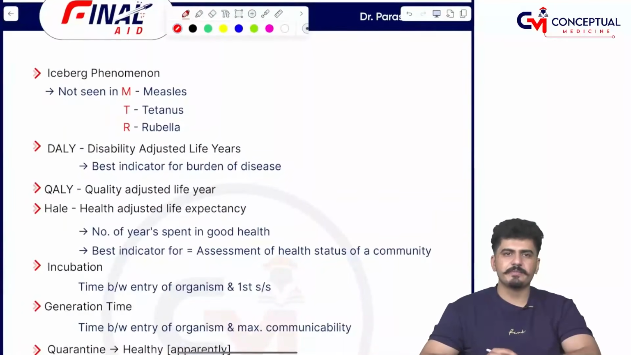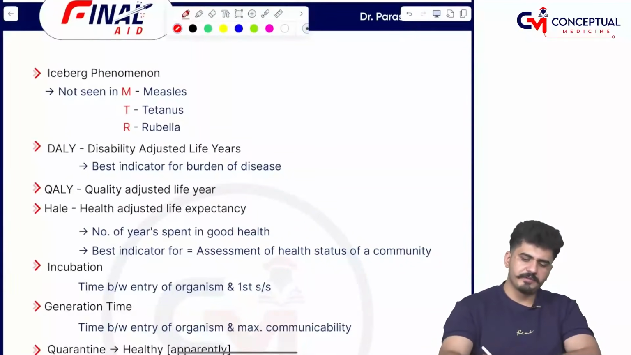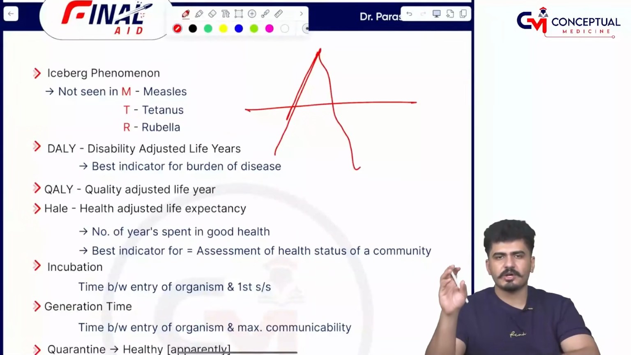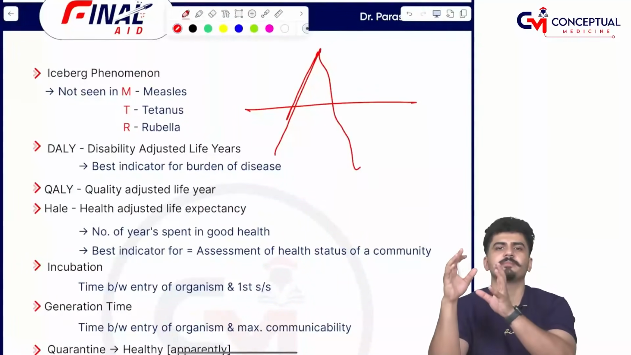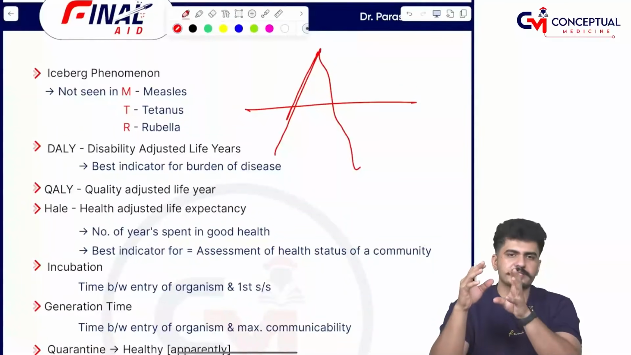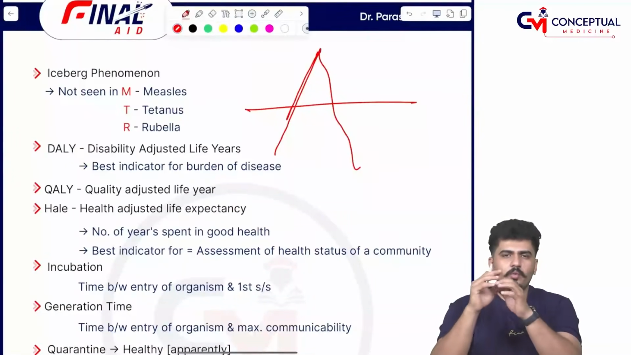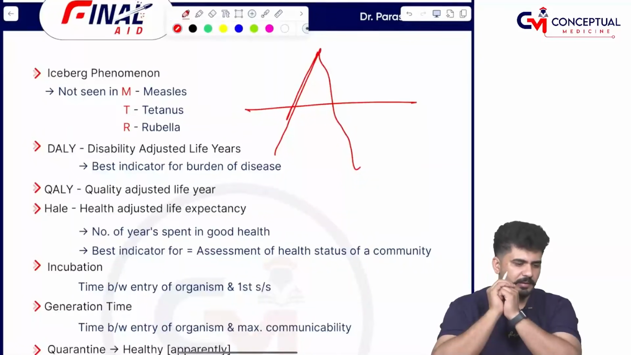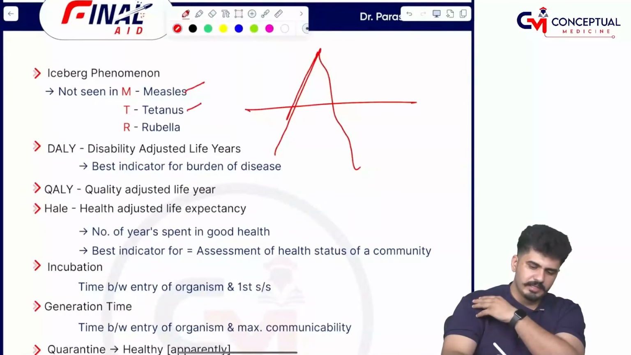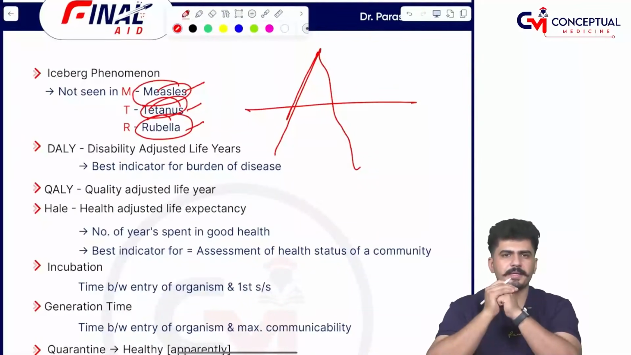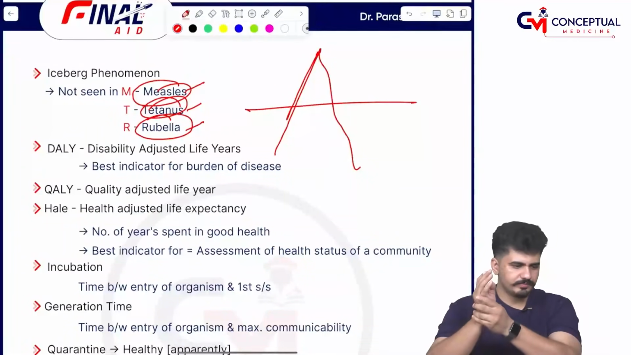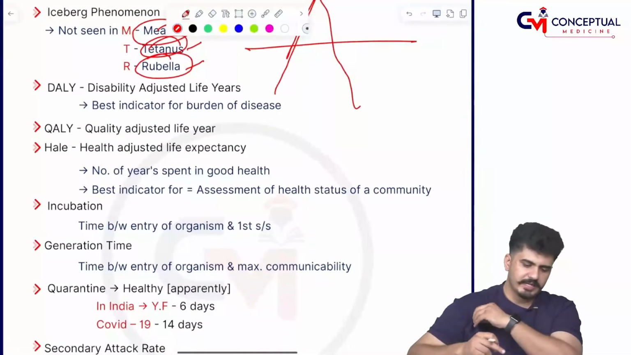Now what is this iceberg phenomenon? Iceberg phenomenon is like this. The submerged part are the hidden cases or the subclinical cases whose sign symptoms are not there. Now what are diseases which are not following this iceberg phenomenon? My dear friends, remember this is MTR, that is your measles, tetanus, rubella. Measles, tetanus, rubella, and even some books are saying rabies also.